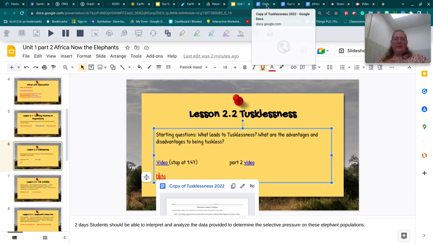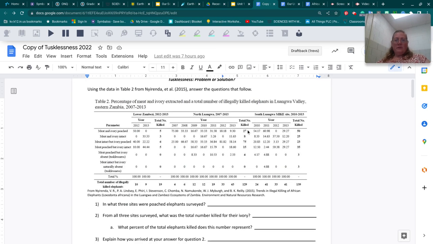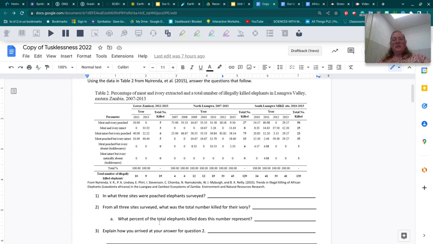If I go to my copy, things that we need to point out. The first question is simply asking what are the places that they looked at, which is at the top of this table. What did they look at? From all three sites, what was the total number killed for their ivory? So we want to count any time ivory was taken as killed for their ivory.